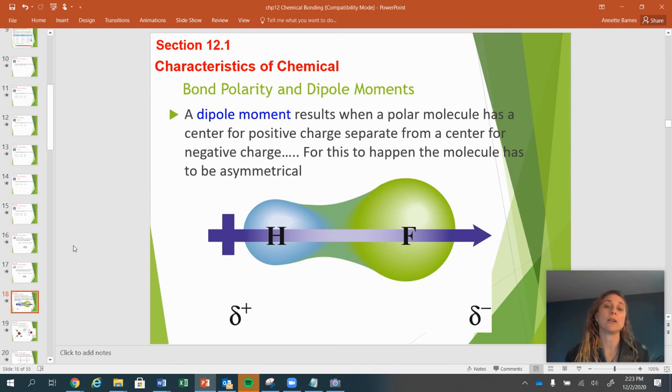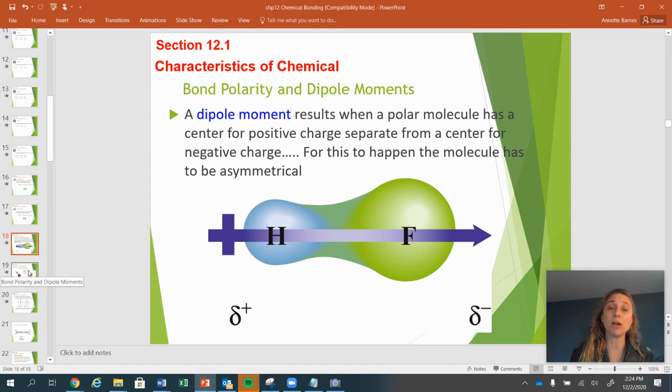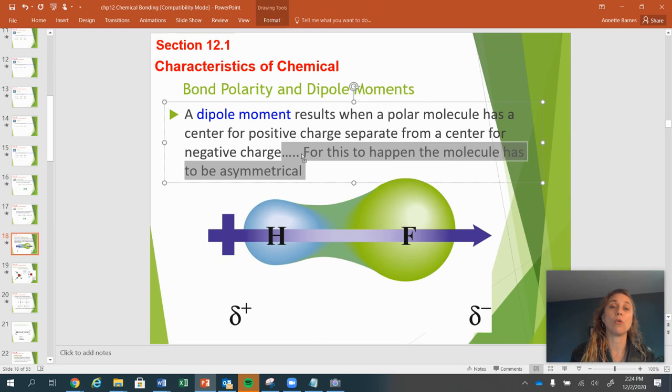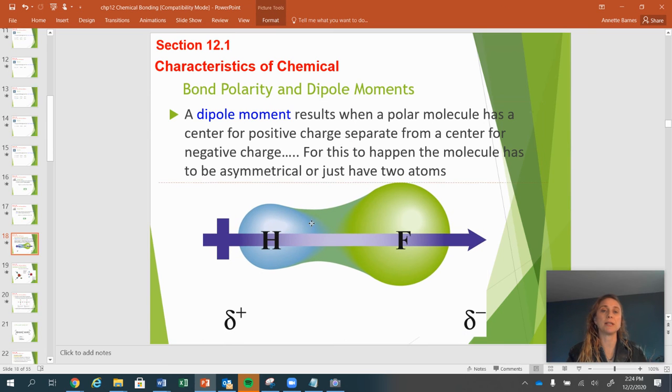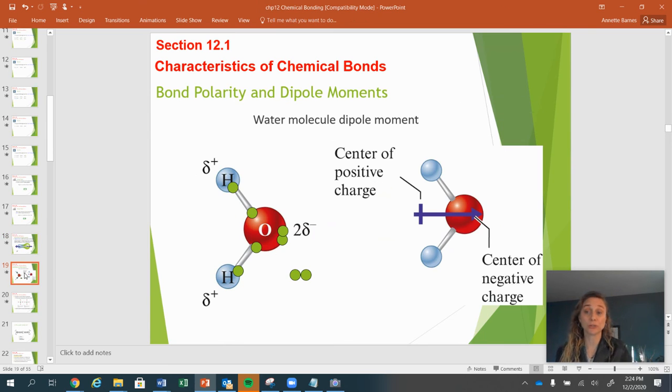You can definitely tell the dipole moment, the electron direction is going towards the fluorine. It's more electronegative. Now, the molecule's got to be asymmetrical or linear, or at least in this case, just have two atoms. I don't know a better way to say that. It's not completely asymmetrical. So let's look at water.